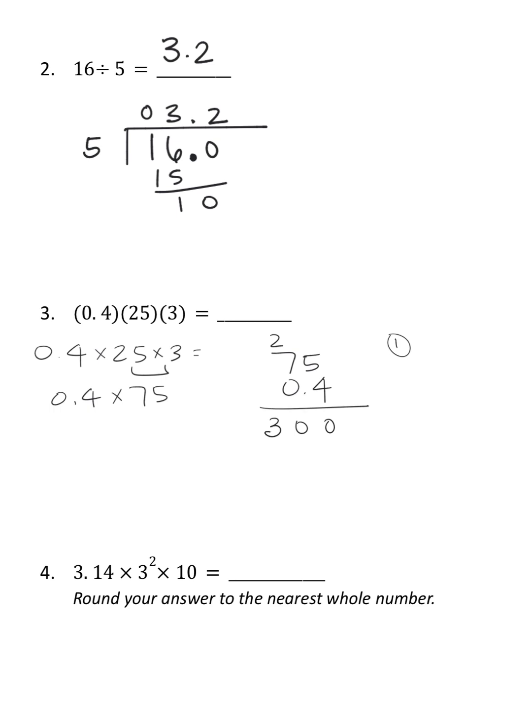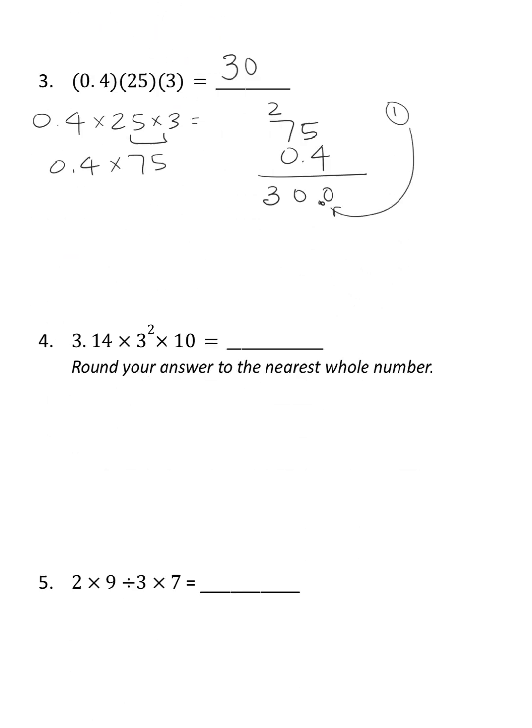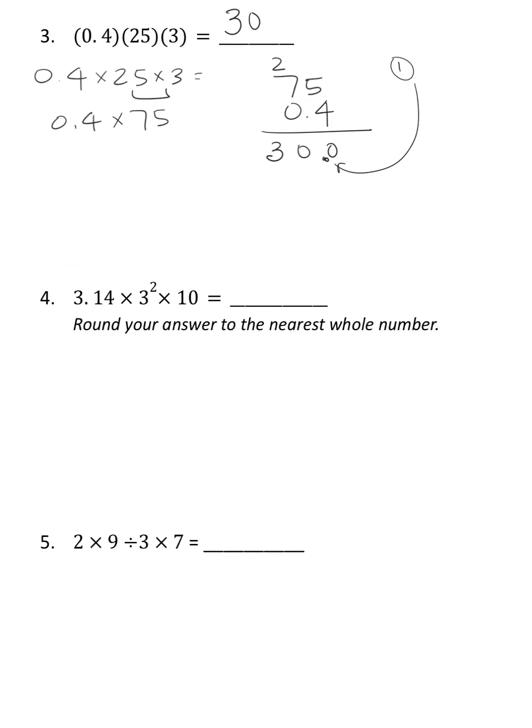And then at the end, we're going to make sure to include and return that decimal so that the total number of digits in the question matches the total number of digits behind the decimal in the answer, leaving us with an answer of 30. In question 4, we've got 3.14 times 3 squared times 10.